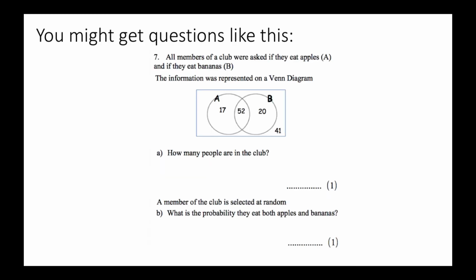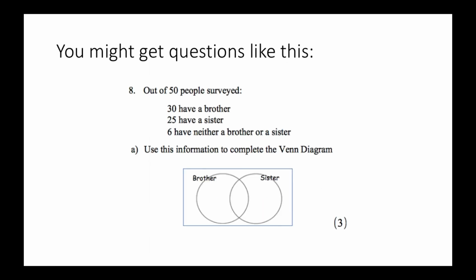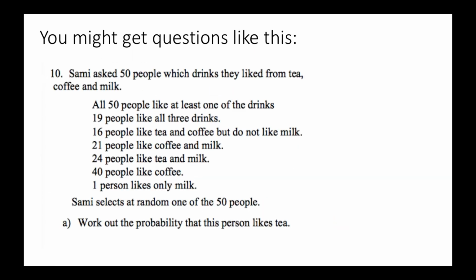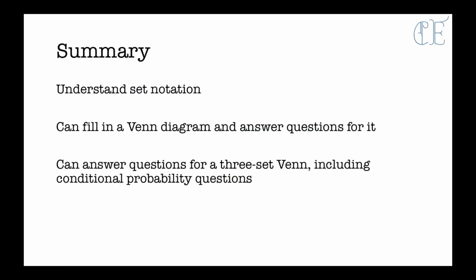You might also get questions a bit like these. I'm not going through them as we've just been through a bunch of stuff, so you can practice these now. These are just examples that you could get in your exam. This one is a 3-set Venn diagram. You're going to have to draw that before working out the probability. If you'd like to, have a go at that question, please feel free.